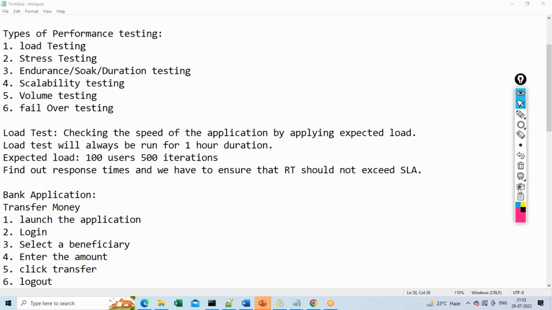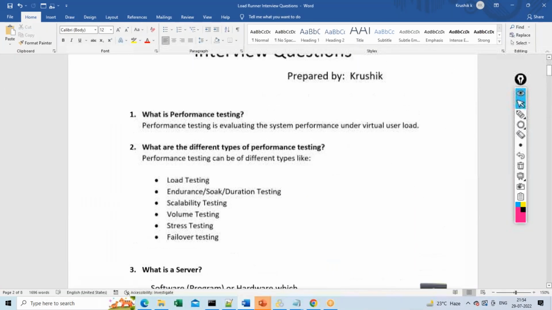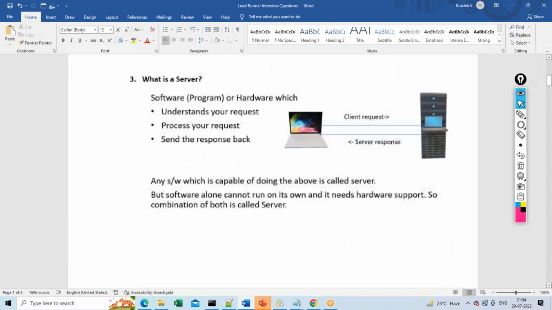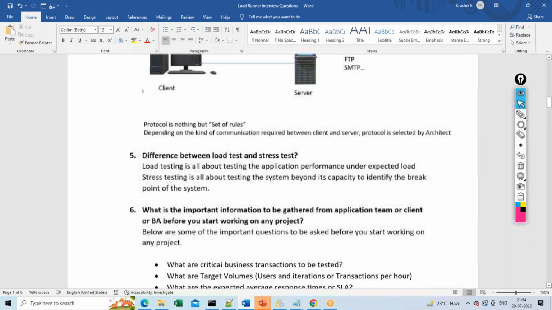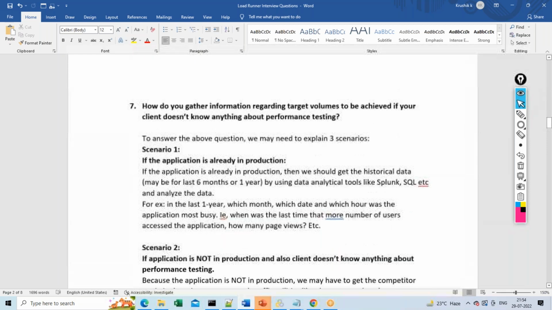There is an interview question. I'm preparing a document for you guys. By the completion of this course, if you're attending an interview, you should go through this document, LoadRunner basic to advanced interview questions. So I'm preparing questions and answers. Here is the question Mayur asked.